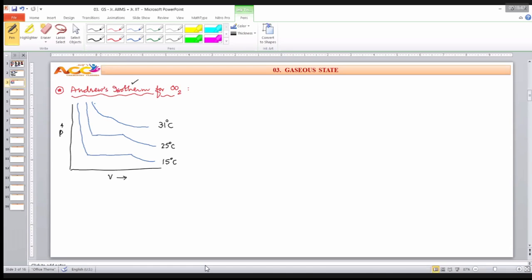He got something like this. He got an almost straight part, and then there is a jerk here. There is a jerk at this point, right? Now, once you are having a jerk, then what he observed is that he further increased temperature, and he went to 50 degrees centigrade. He got a very systematic rectangular hyperbola.